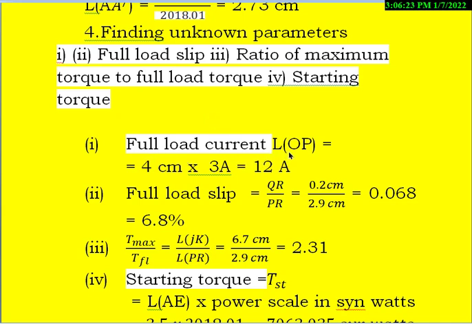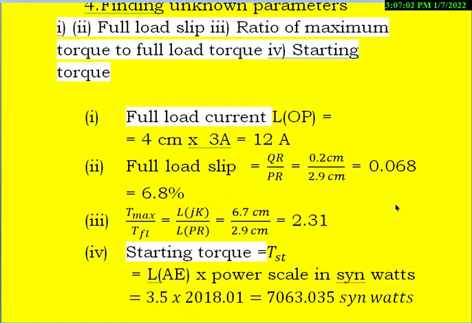So now we know what OP is on the circle diagram, that is the full load current, and its distance is measured as 4 centimeters, and we know the scale, 3 amperes per centimeter. So for 4 centimeters it will become 4 into 3, that is 12 amperes, the full load current. And full load slip is QR by PR, where QR is 0.2 centimeters, whereas PR is 2.9 centimeters. So from this we get 0.068, or as a percentage, 6.8%.